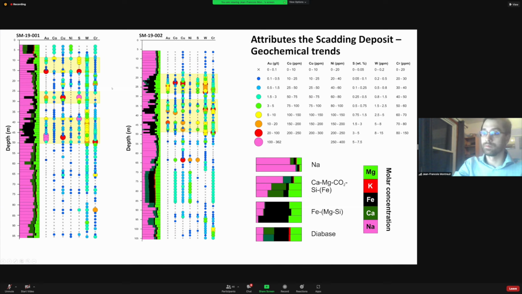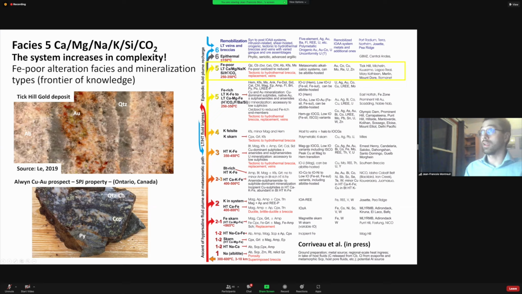And then this is new, and this is where the system again increases in complexity. This is one at facies five. Instead of having iron-rich alteration facies, we're getting into iron-poor alteration facies, but still forming zones of strong mineralization. This type of mineralization starts to emerge in many metasomatic iron and alkali-calcic districts around the world. And here I'm just going to be presenting some examples of that.